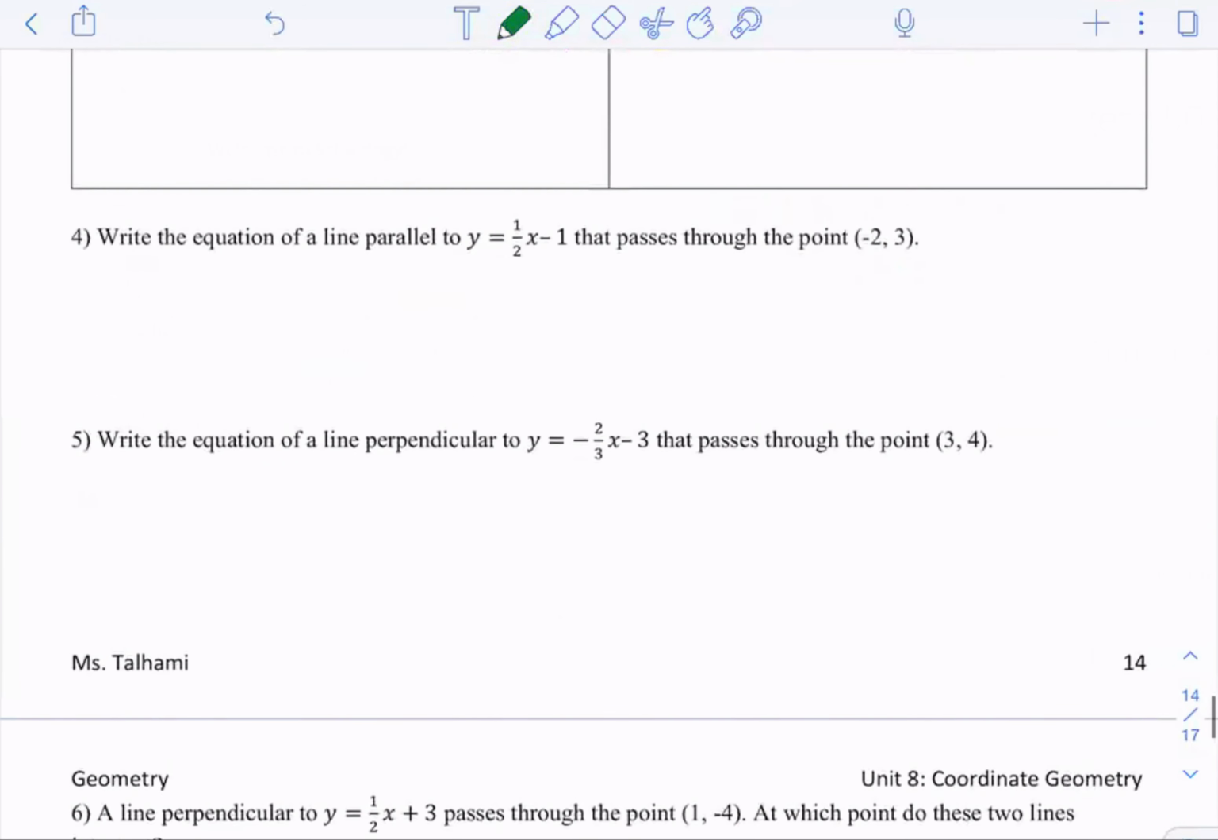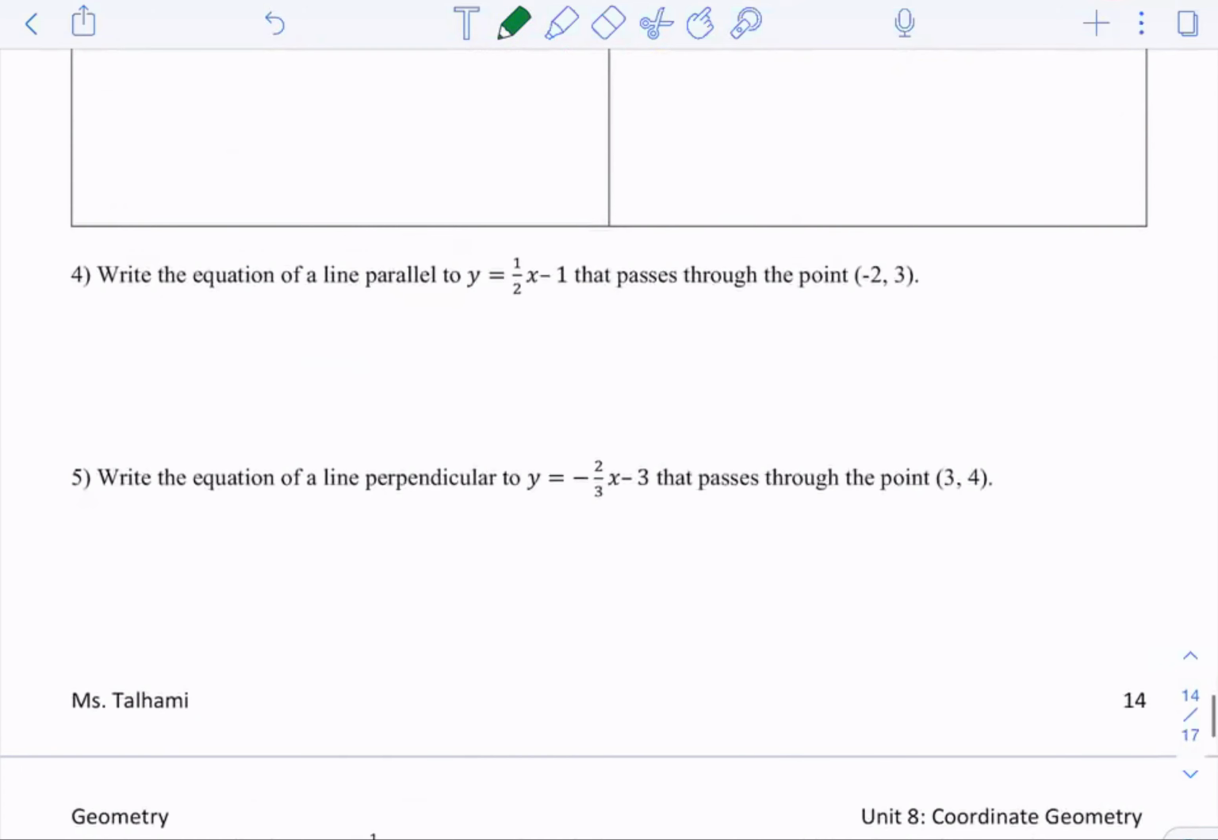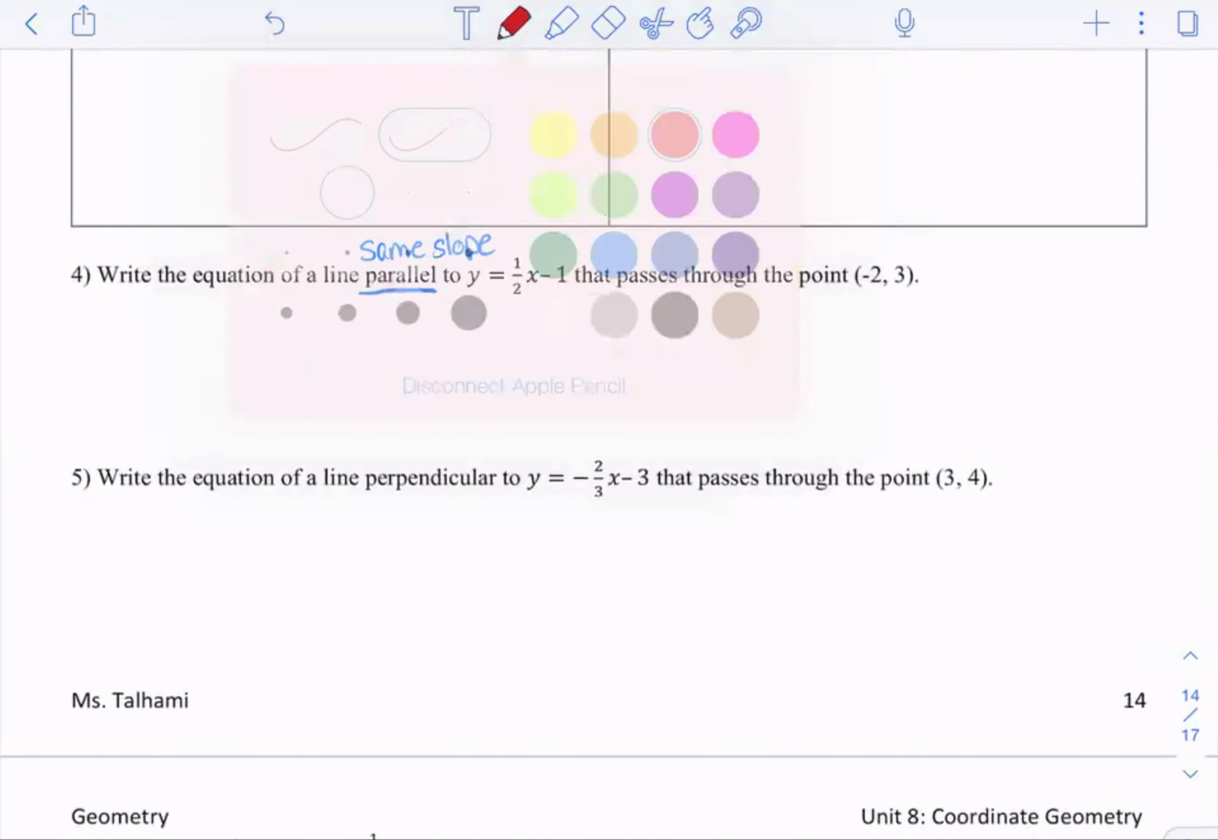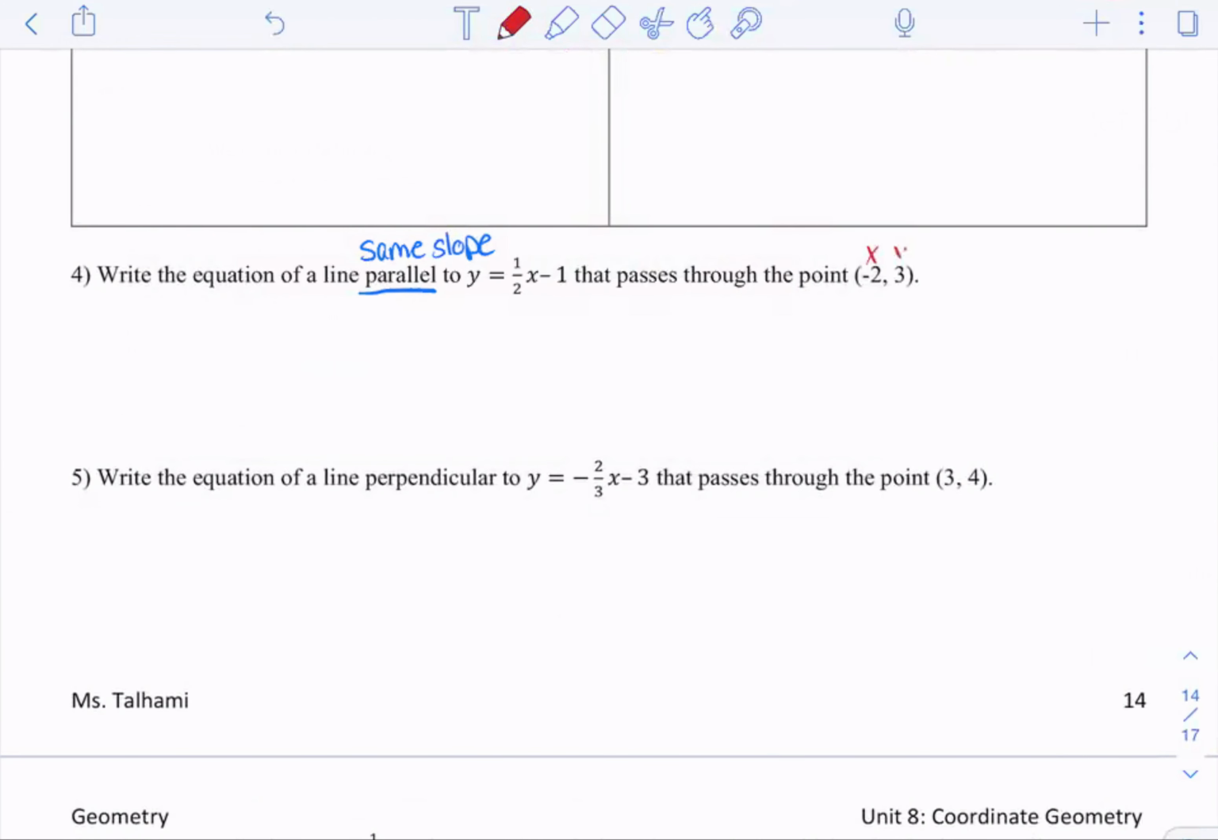Write the equation of a line parallel. So above parallel, let's just make a note to ourselves, parallel lines are going to need same slope. So maybe underline parallel, same slope. Y equals 1/2 x minus 1, that passes through the point negative 2, 3. And again, let's be consistent about labeling our points x and y, because that will help us to remember, oh yeah, I need to substitute that in.